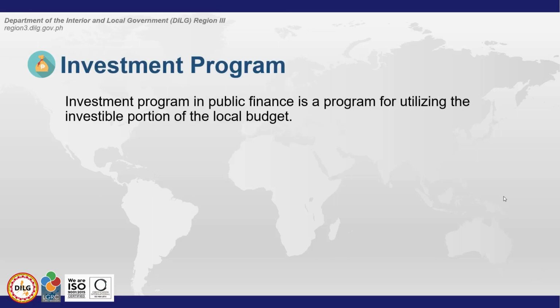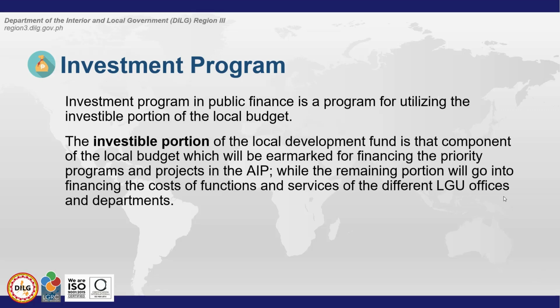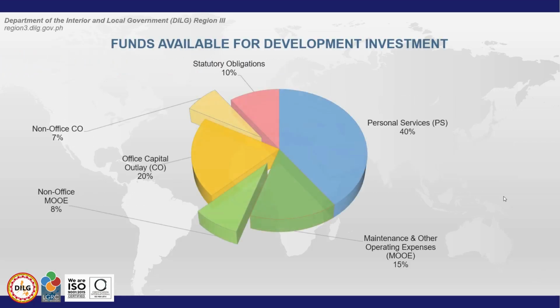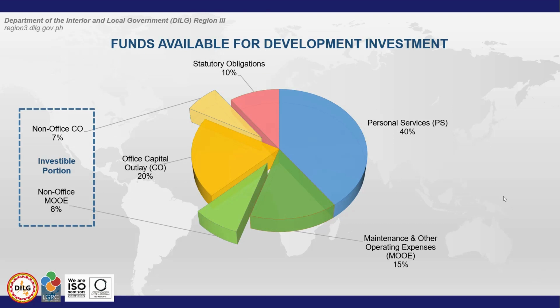Ang investment program in public finance ay ang programa for utilizing the investable portion of the local budget. Kapag sinabing investable portion, ito ang parte ng local budget which will be earmarked for financing the priority programs and projects in the AIP, while the remaining portion will go into financing the costs of functions and services of the different LGU offices and departments. Nakita na natin ito kanina. Ang non-office capital outlay at non-office MOOE ang investable portion ng local budget. Muli, kapag in-add natin sa dalawang ito ang 20% of IRA, then we have what we call the Local Development Fund.